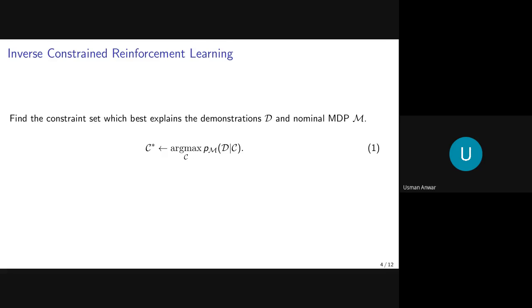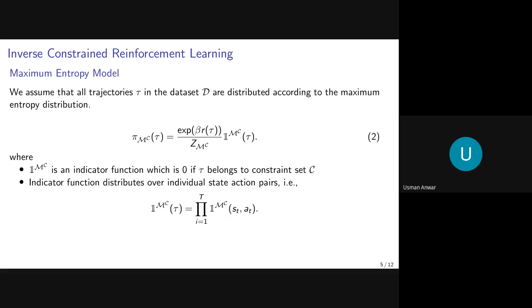Given MDP M and a set of trajectories D from a constraint-abiding agent, our goal is to find the most likely constraint set that, when combined with MDP M, explains the behavior of the demonstrating agent. We assume that demonstrations follow a maximum entropy distribution. An indicator function represents whether a trajectory is constrained or not. A trajectory is constrained if it contains one constrained state-action pair. Notice that the indicator function defines the membership function over the constraint set. So we are essentially interested in finding this indicator function.